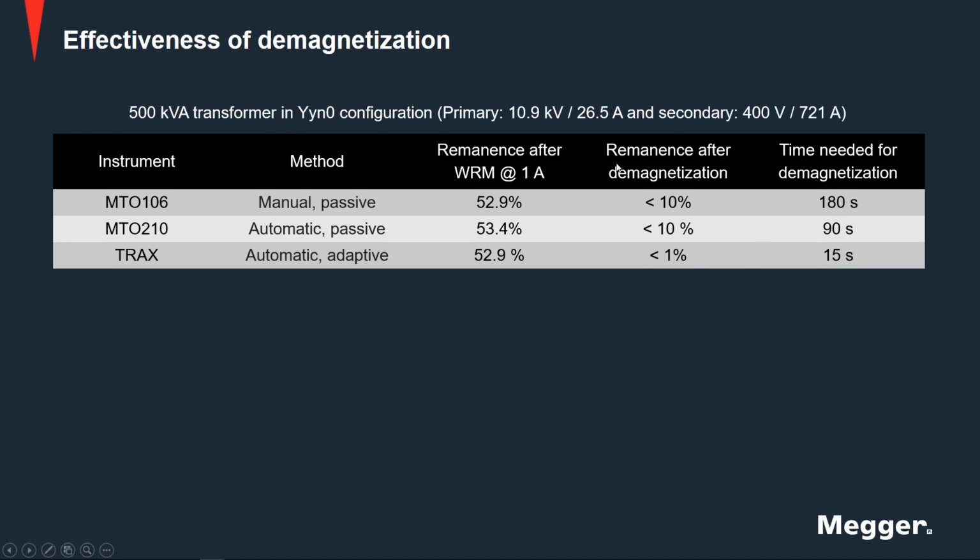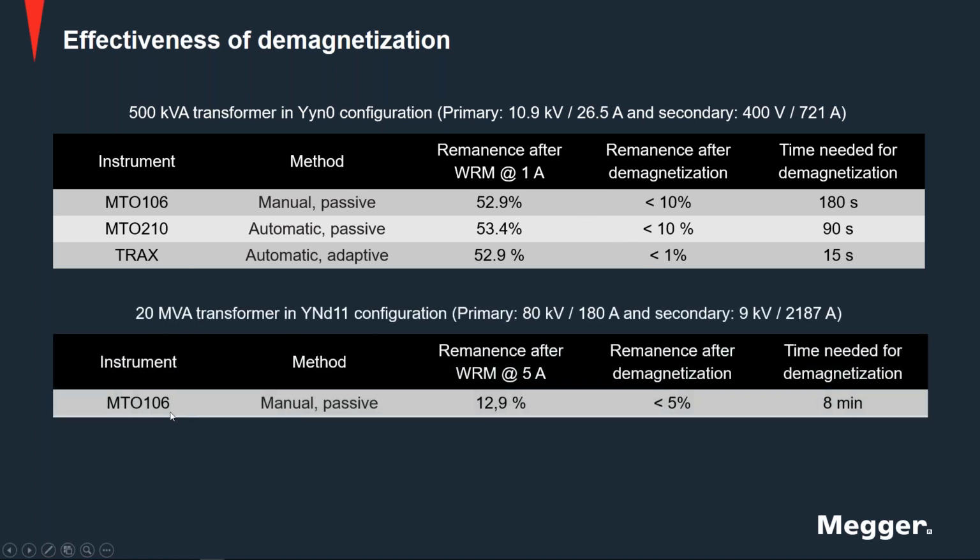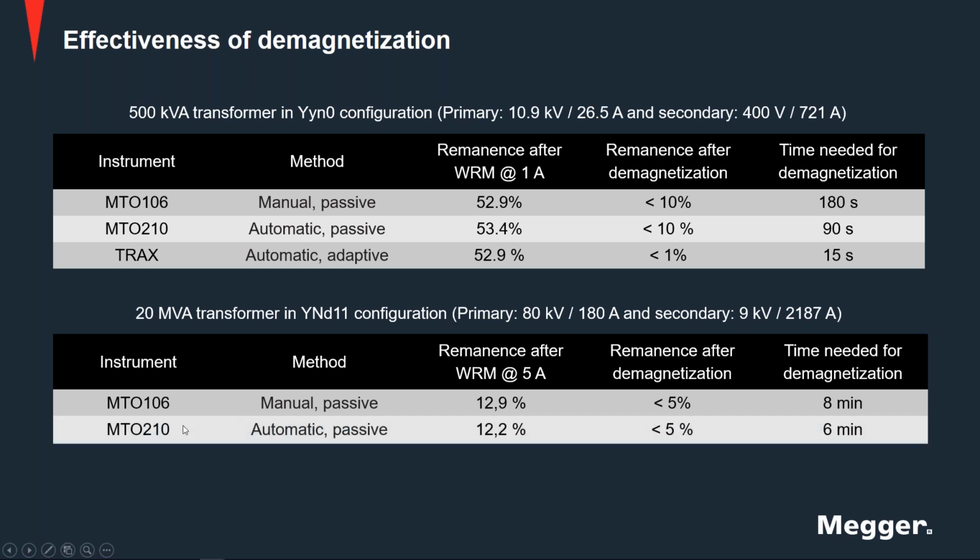So that was on a relatively small transformer. If we go up to a larger one, a 20 MVA transformer, if we look at the MTO-106, remnants after demagnetization of less than 5%, and time needed for demagnetization at 8 minutes. If we go to the MTO-210, which does it automatically, same level of remnants after demagnetization, but we have improved our time by 2 minutes.